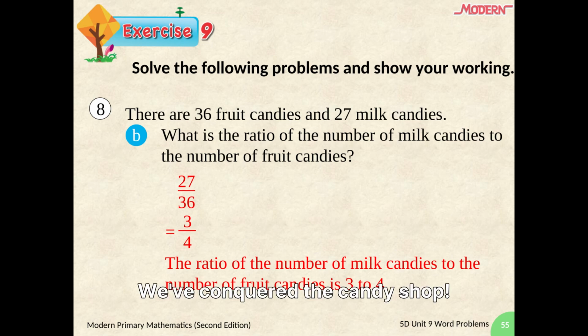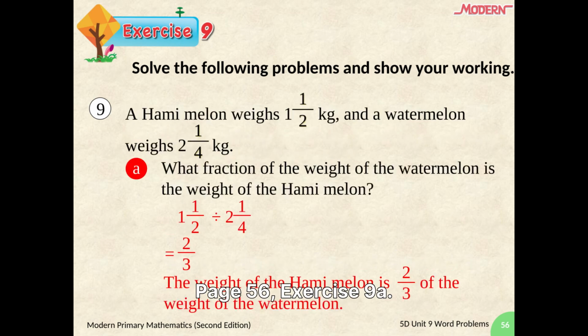We've conquered the candy shop. Ratios are now your second language. Let's use them for one final comparison. The Great Melon Debate. Ready? Page 56, Exercise 9A. A hammy melon weighs 1 1/2 kilo, and a watermelon weighs 2 1/4 kilos. What fraction of the watermelon is the hammy melon?